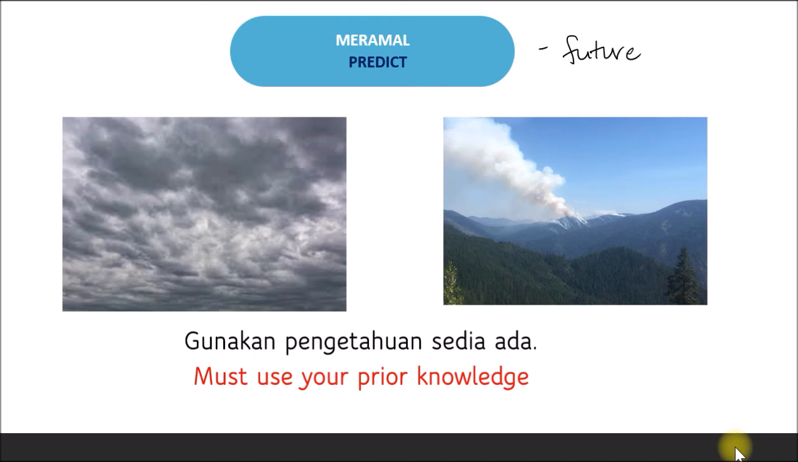For example of prediction, okay, as you can see in the first picture here, it is cloudy. So, I predict it is going to rain today. This is a prediction because you have your prior knowledge and you also experienced this situation before. Let's look at the second picture. Can you predict what will happen in the future? Let's see your answer in the comment below.